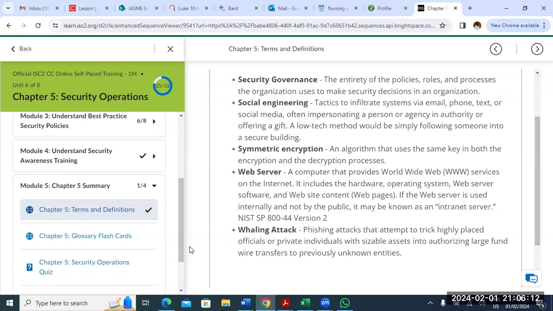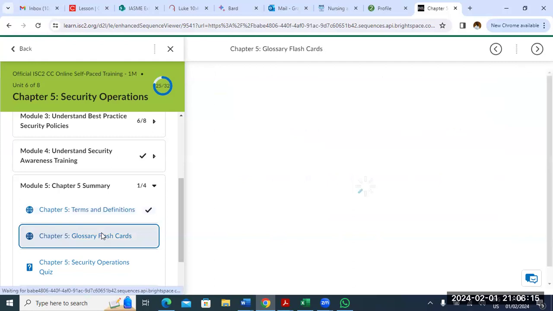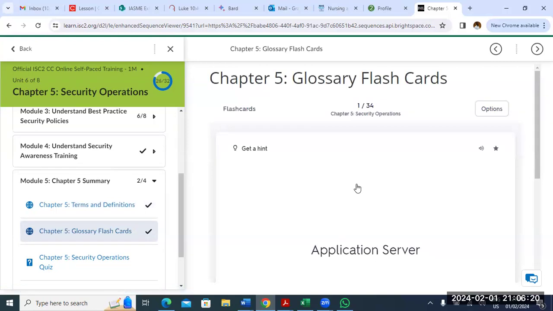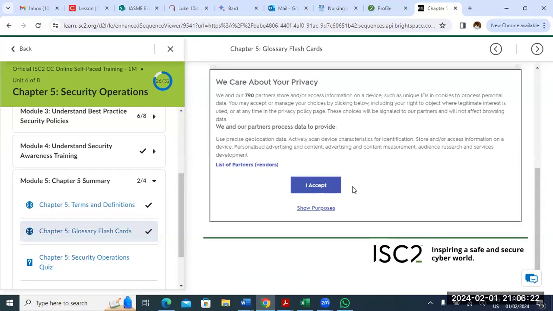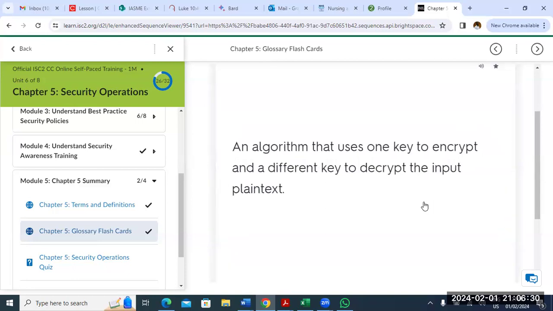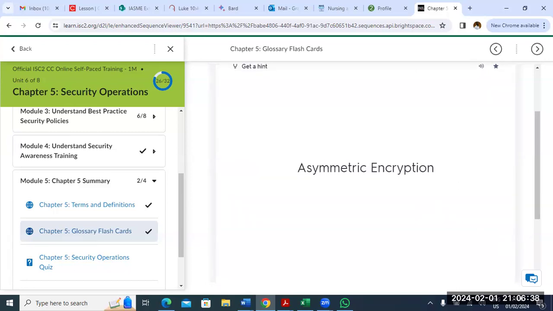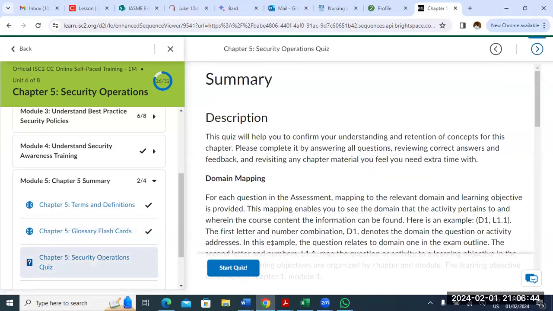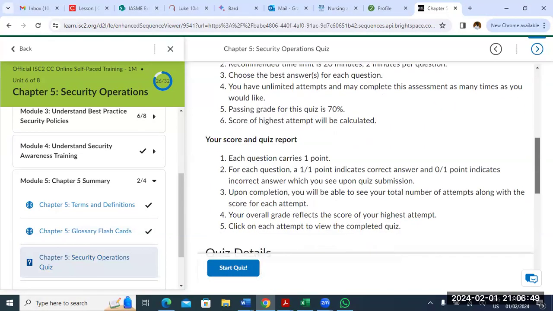That's good. Here too, you can take your time to run through each one. When you click on it, I think we need to accept. So, encryption, it will tell you what the meaning is: an algorithm that uses one key to encrypt and a different key to decrypt. So you click on it, then we go to the next one. That's how you continue to get to the end. So I think that's all that we have.